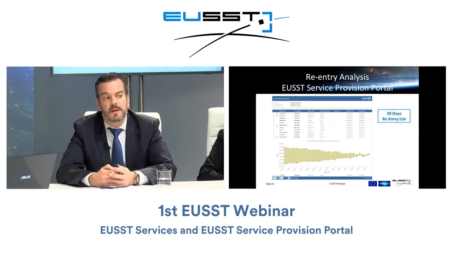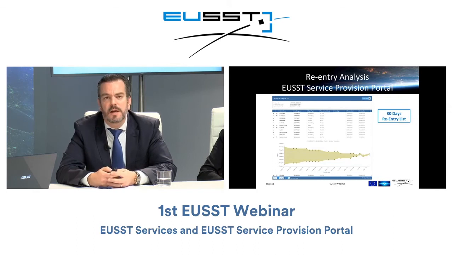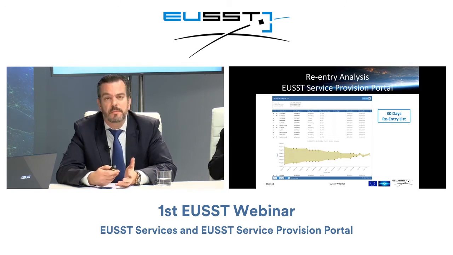If we go to the 30 days re-entry list page, we can see, as Moreno explained, a list of objects that are expected to re-enter the Earth's atmosphere within the next 30 days. So we have a list of objects with their name, their international identifier, and which kind of object we are talking about, if it's, for example, a payload or a rocket body.